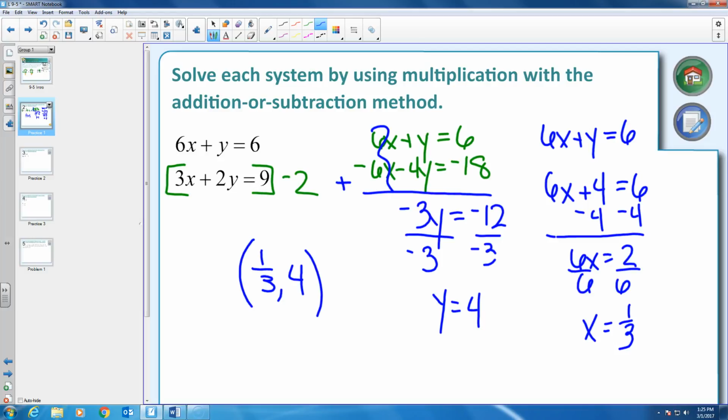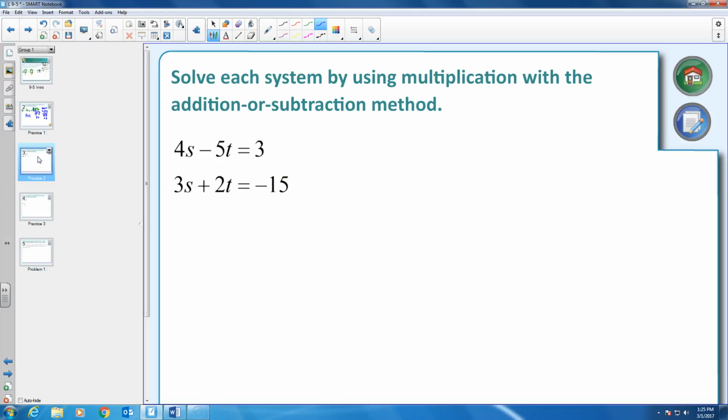The only thing that's changed is we may have to multiply an equation to eliminate a variable. But the battle plan is still the same. Now let's go ahead and look at the next problem. Go ahead and write this one down. And they still want us to solve each system by using multiplication with addition or subtraction.